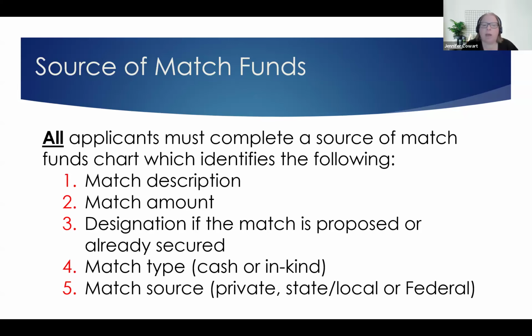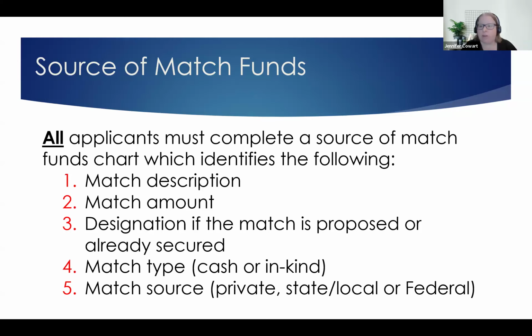Okay. You have to include the match description, the match amount, the designation if it's proposed or secured, the type of match, whether it's cash or in kind, and the source, whether it's private, state, local, or federal. It's important, for the description, you shouldn't just say personnel salaries. They know where you're putting the match. It's already outlined in your budget. You should say, where are those dollars coming from?